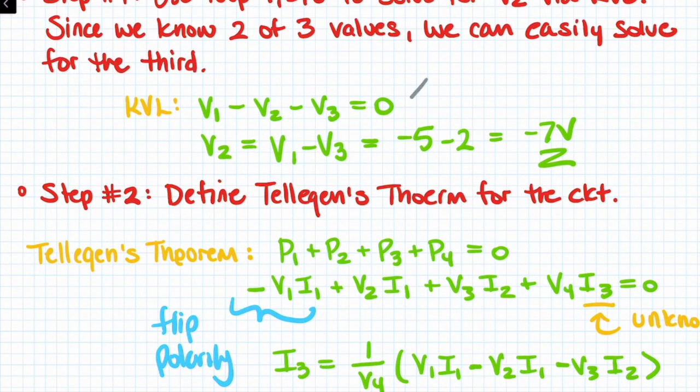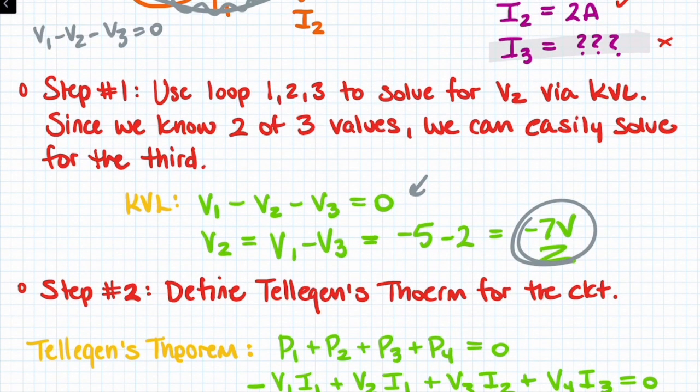That's how we should apply KVL. And you can see we have the same equation here. V1 minus V2 minus V3 equals 0. We can solve for V2, which is V1 minus V3. And that gives us negative 5 minus 2 equals negative 7. So that's our value for V2. And if we plug in all the values, hopefully we should see that we end up with a net 0.